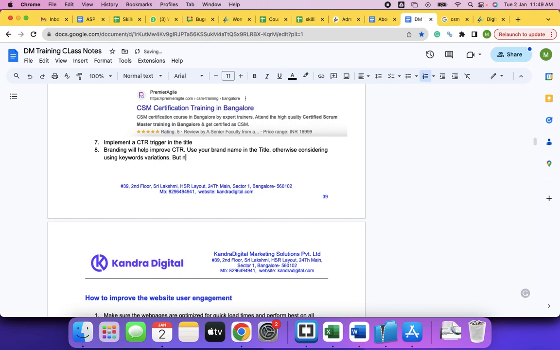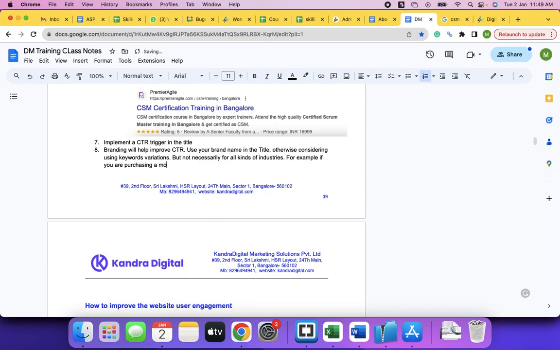Okay, but not necessarily for all kinds of industries. Okay, so for example, if you are purchasing a mobile phone, shoes, apparel, you might buy it only from known sellers or brands or websites, right?